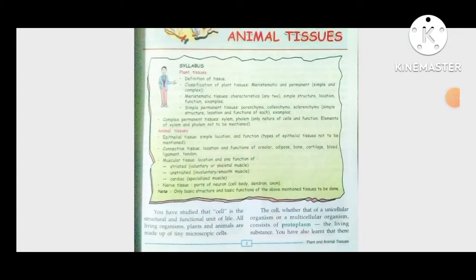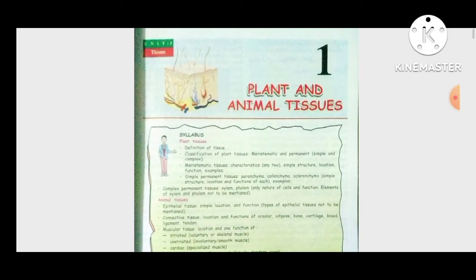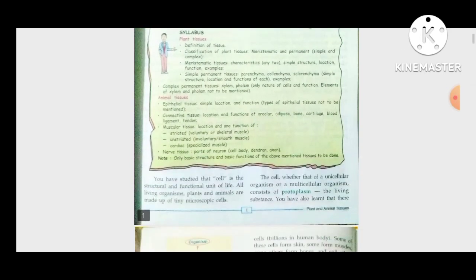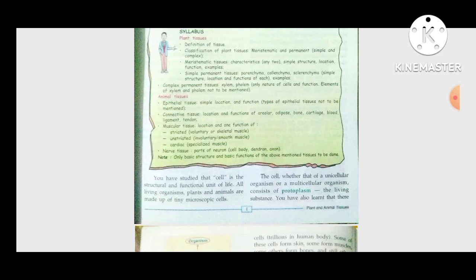Today we are going to study biology chapter 1, ICSE book: plants and animal tissue. So let's start. You have studied that the cell is the structural and functional unit of life. All living organisms, plants and animals, are made up of tiny microscopic cells. This means that the cell is the structural and functional unit of life. All living things, plants and animals, are made up of cells.